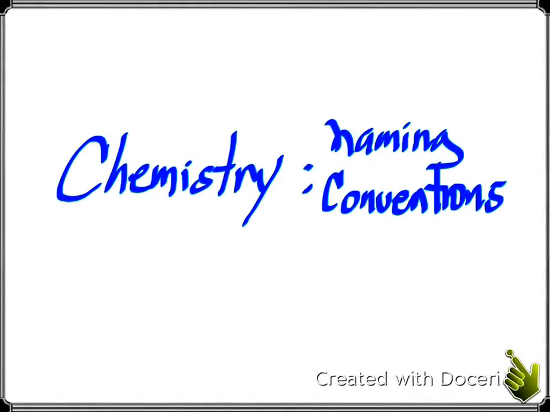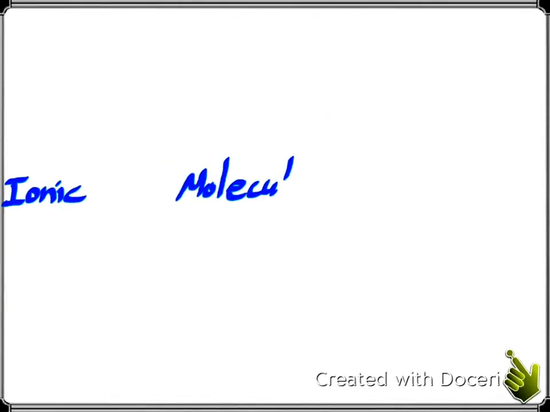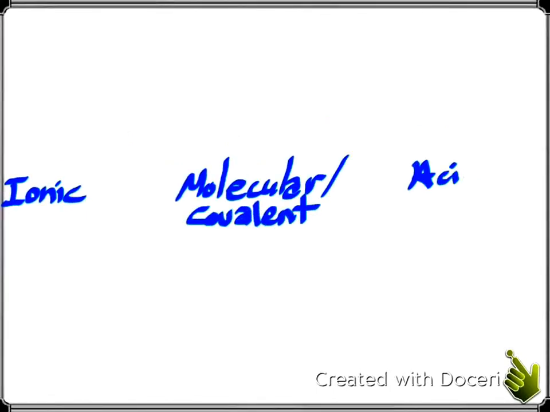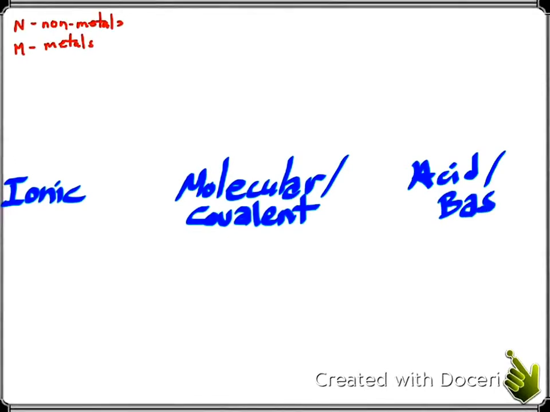It's like going to a baseball game and having no clue what a strike or a fastball or an inning is. It's just hard to appreciate that game. Today we're looking at naming for ionic compounds, molecular compounds, sometimes called covalent compounds, and then acids, and we'll talk briefly on acids and bases.